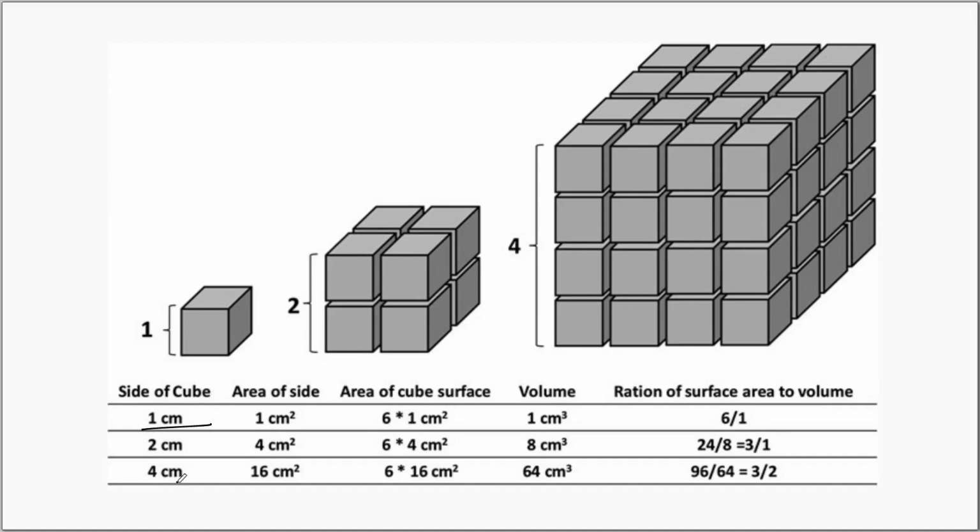Similarly, if you look at the 4 centimeter cube, the side of the cube is 4 centimeters. Area of one side of the cube is 16 square centimeters, and there are 6 such faces. So the area is 96 square centimeters, and the volume is 64 centimeter cube, and the ratio is 96/64, which is 3/2, that is 1.5. What we understand from this discussion is, as the side of the cube is decreasing, the ratio of the surface area to volume is increasing. For a cube of 1 centimeter, we see it is 6. And for a cube of 4 centimeter side, it is 1.5.